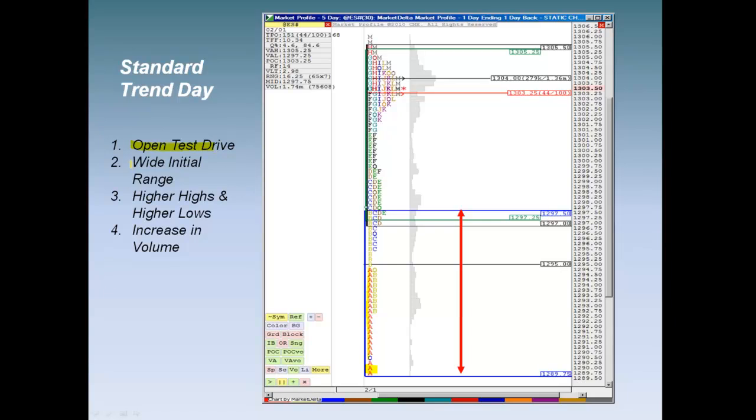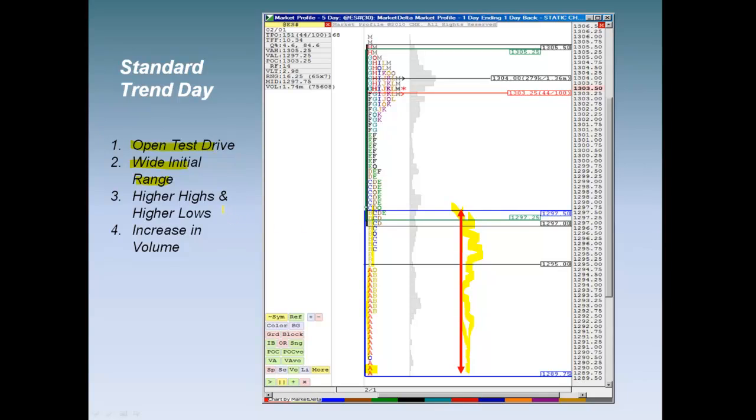You're also going to see a wide initial range. That's always very characteristic of a standard trend day or a directional day. And as you can see here, we do in fact have a rather wide initial range. If you take a look here in the initial balance, we do have a wide range. The range is beginning to expand very early in the day. So you see period B begins to create a range extension for us.